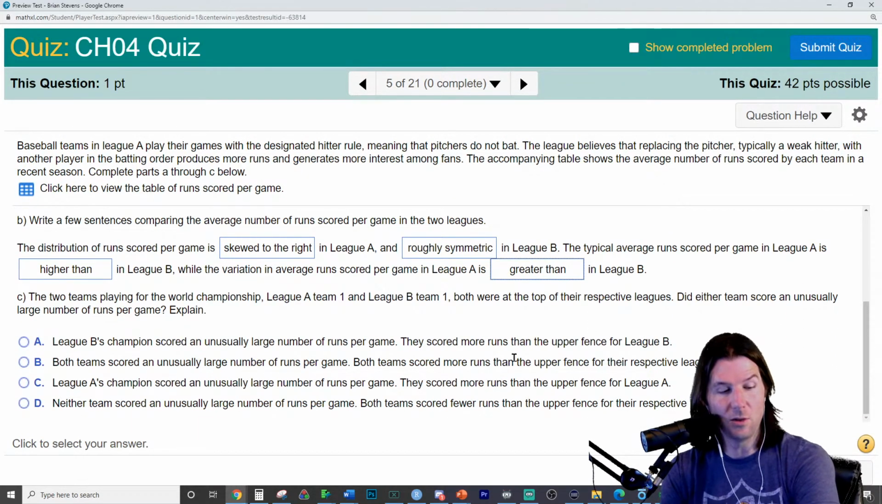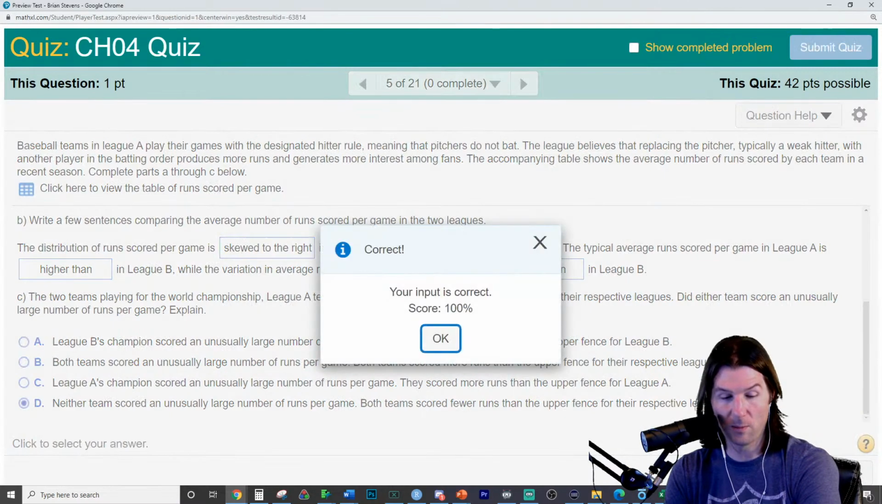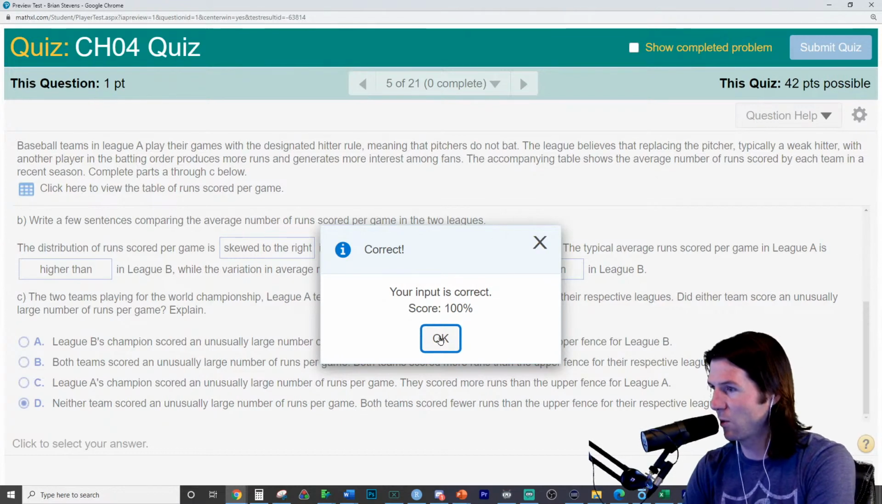Next question. The two teams playing for the World Championships, League A, Team 1, and League B, Team 1, both were at the top of their respective leagues. Did either team score any unusually large numbers? Neither team scored an unusually large number. Yes. That's 100 right there.